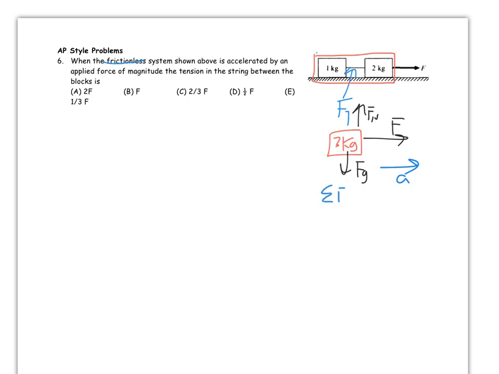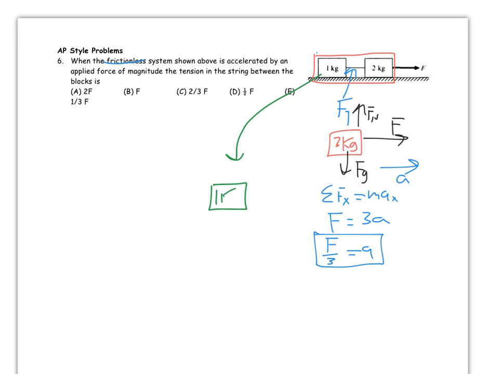So I'm going to set up my F equals ma, and I realize I can't get an actual answer here, but I can find that F is equal to 3a. So F over 3 equals my acceleration. So that's the acceleration of each of the blocks. I'm now going to go ahead and just focus on the forces acting on that 1 kilogram block, because that's the object that has tension causing it to accelerate, and that's what I ultimately want to find.